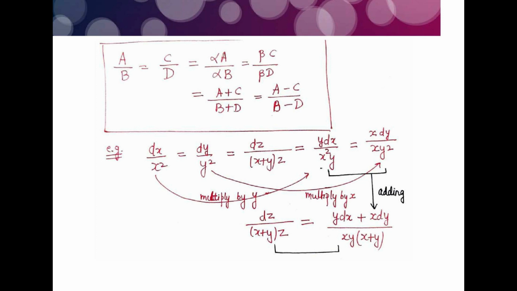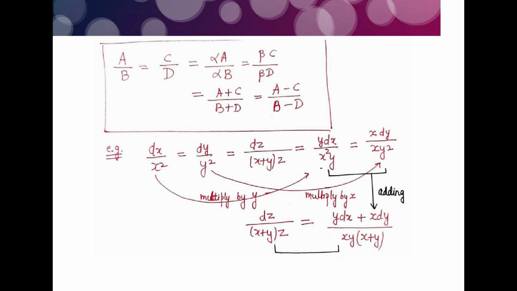Suppose we have dx upon x square, this is equal to dy upon y square, this is equal to the third ratio dz upon x plus y into z. Then we can multiply the first ratio, that is the dx term, by y in numerator as well as denominator, and we get the fourth term here. I have marked by arrow that we multiply the first ratio by y in numerator and denominator. Similarly, we can multiply the second ratio with dy by x, and we have the last term x dy divided by x into y square.